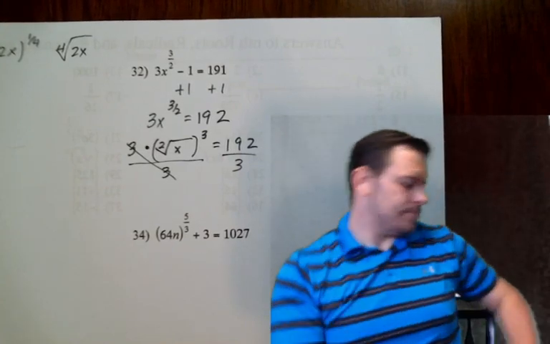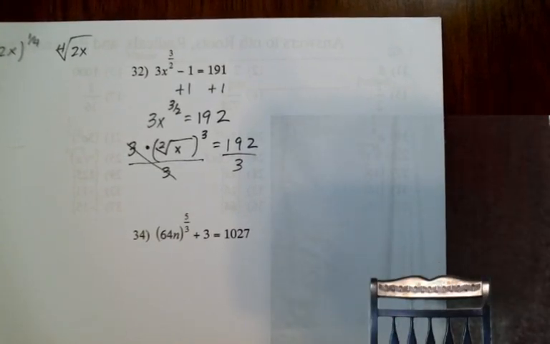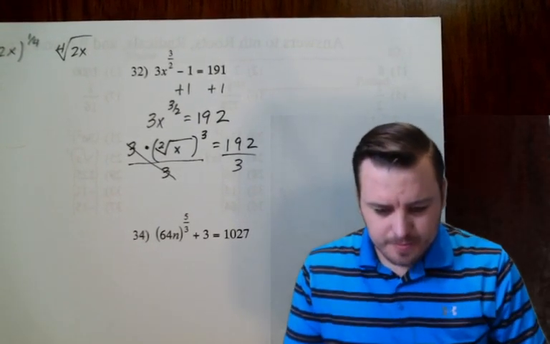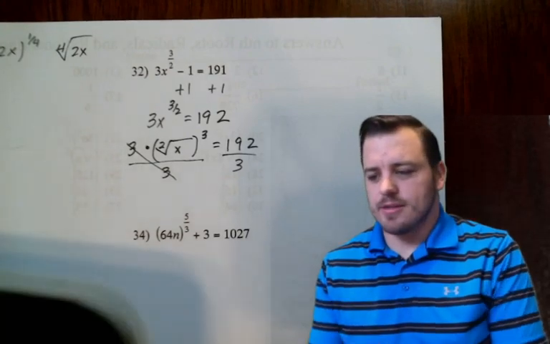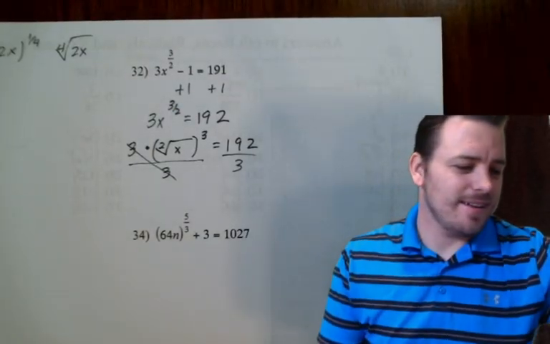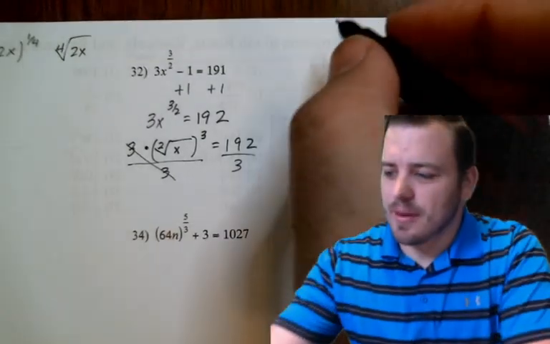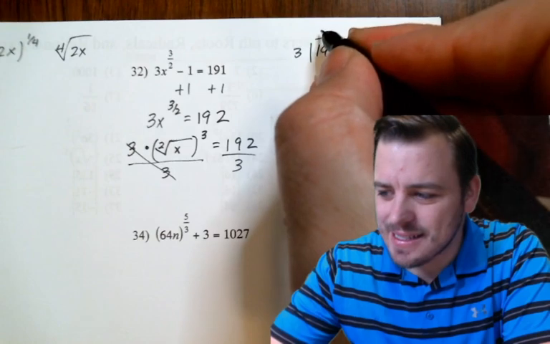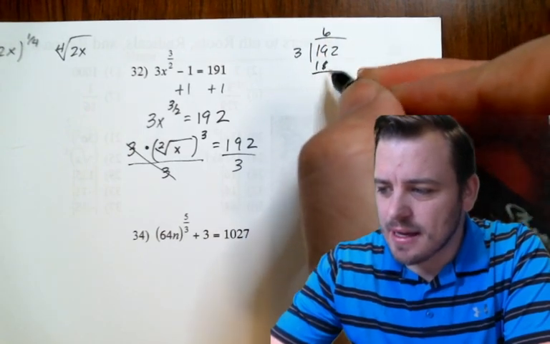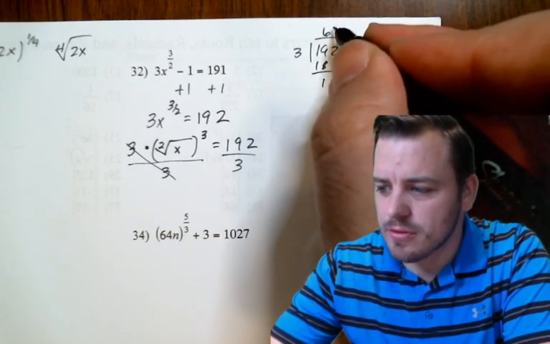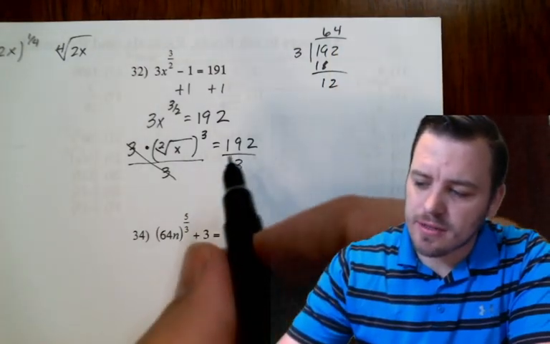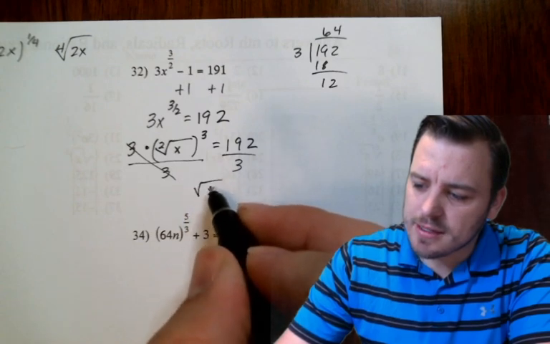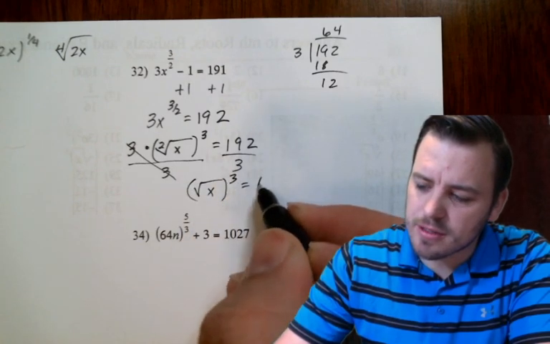My calculator is flat dead. So 192 divided by 3. 3 will go into 19 6 times, giving me 18. I'm left with 1. Drop the 2, so 4. So 64. So the square root of x cubed is equal to 64.